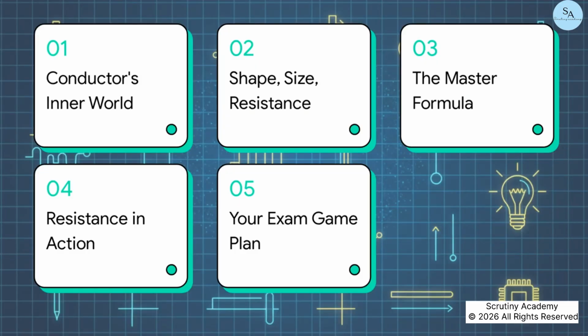We'll start by looking inside a conductor at the microscopic level. Then we'll see how its physical shape changes things. After that, we'll build the master formula that pulls it all together, check out some real-world uses, and wrap up with a solid strategy to help you nail this topic on your exams.